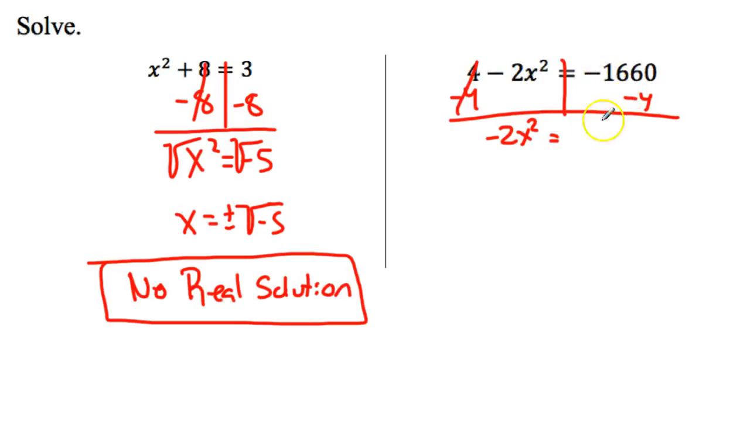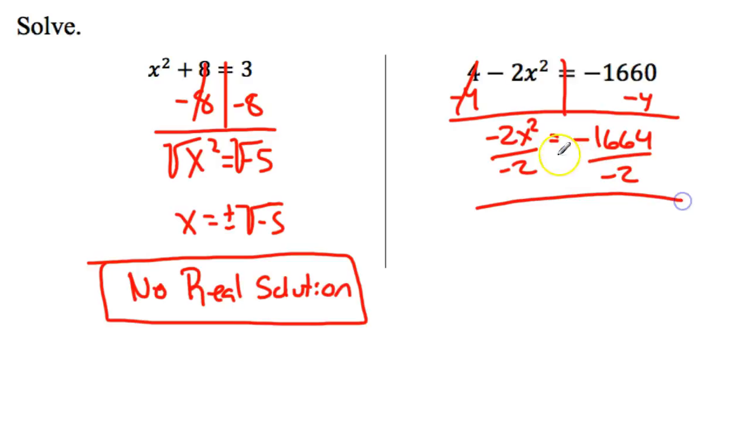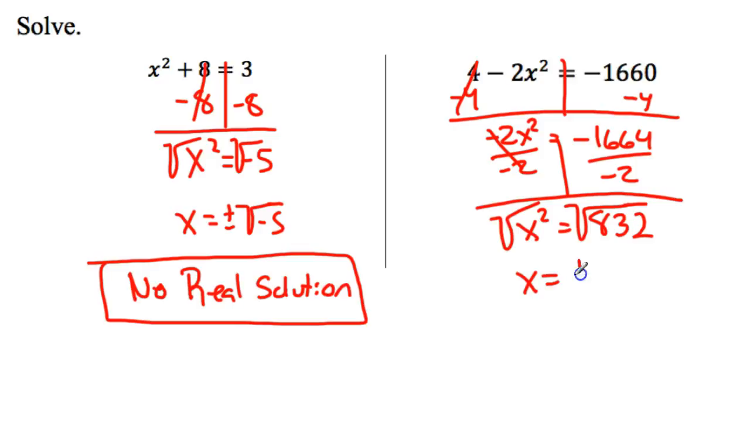This becomes more negative, so it's minus 1,664. Whew, that's a big one. All right. Then I divide by negative 2. Divide by negative 2. If you did that in your calculators, right, that cancels. X squared. This is going to be 832. All right. Take square root. And we have x equals plus or minus the square root of 832.